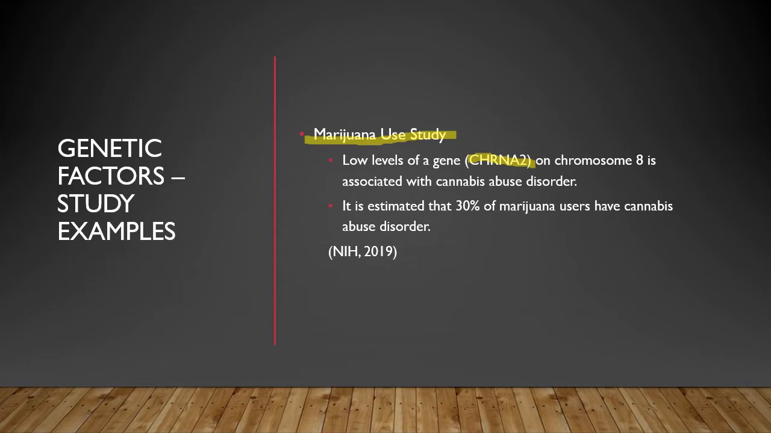Now, cannabis abuse disorder, we haven't really seen that term before. That just is specific to marijuana use. So it's the same thing essentially as substance use disorder, but it's specifically looking at people who use marijuana rather than all the other substances that we've talked about already, like opioids or stimulants or alcohol or nicotine, anything like that. So this study just focused on marijuana users, and this gene right here was related specifically to marijuana use, cannabis use disorder.